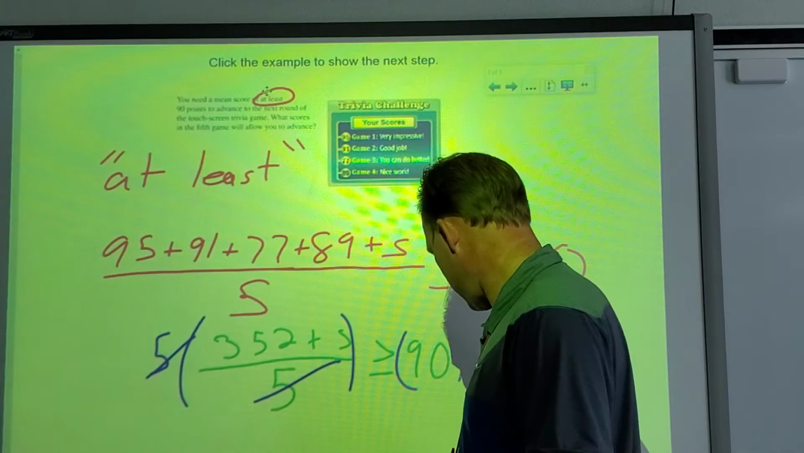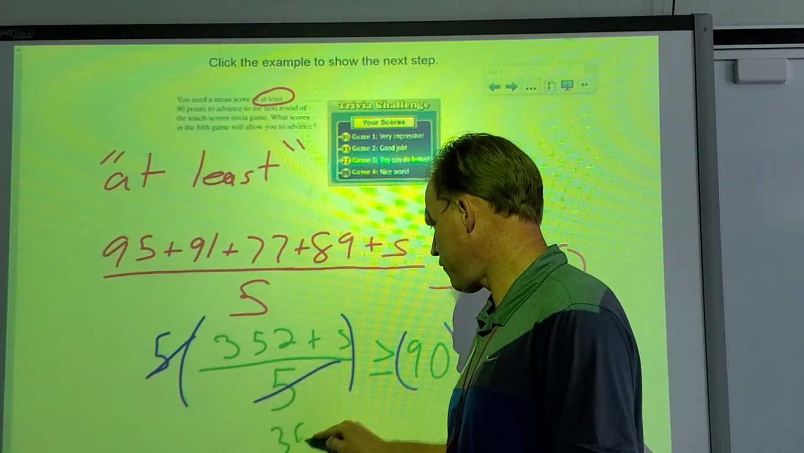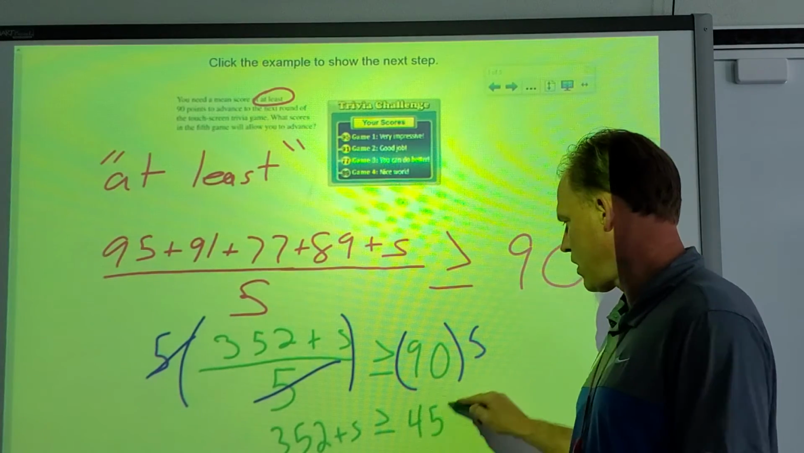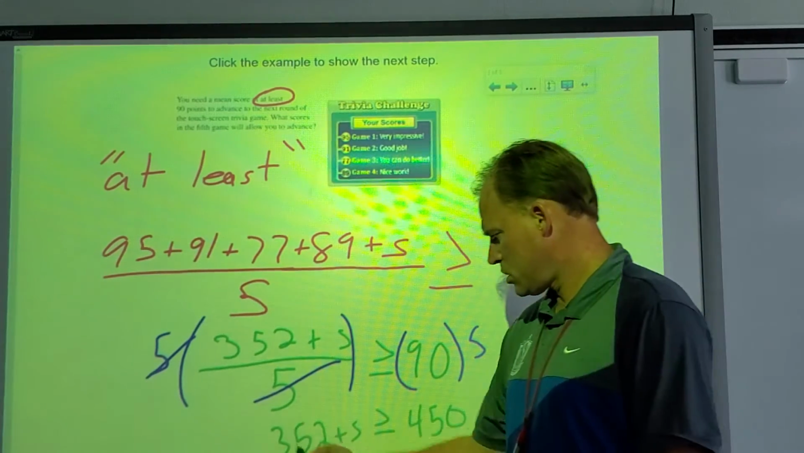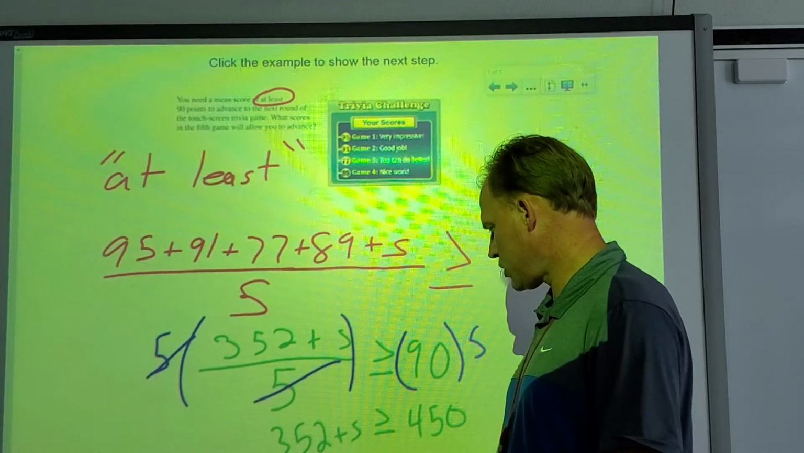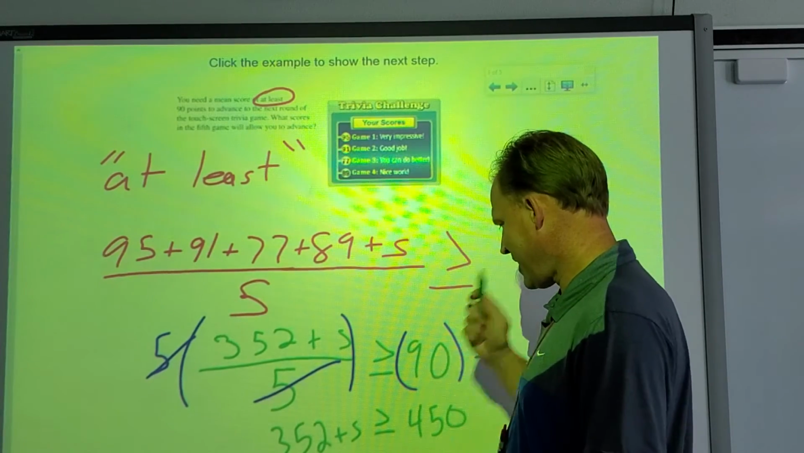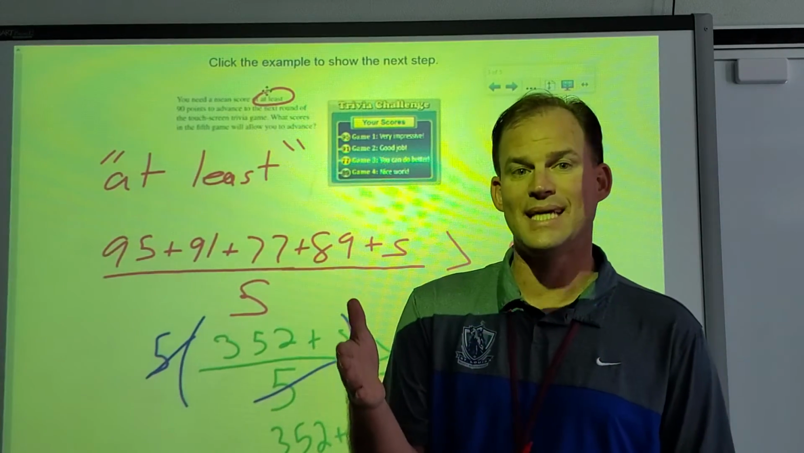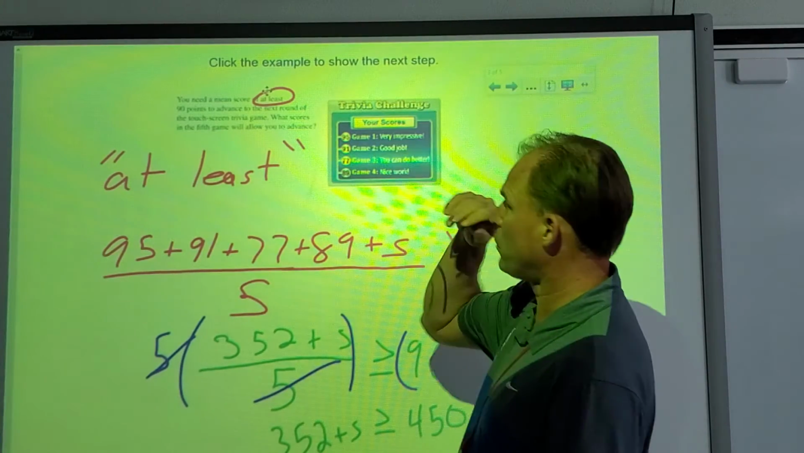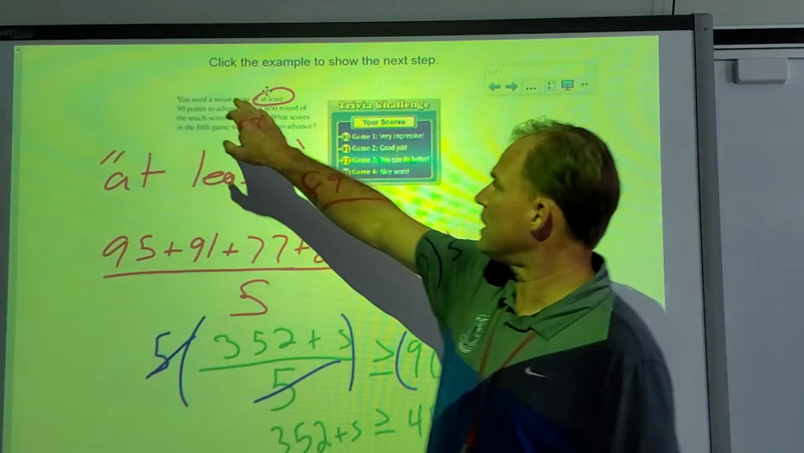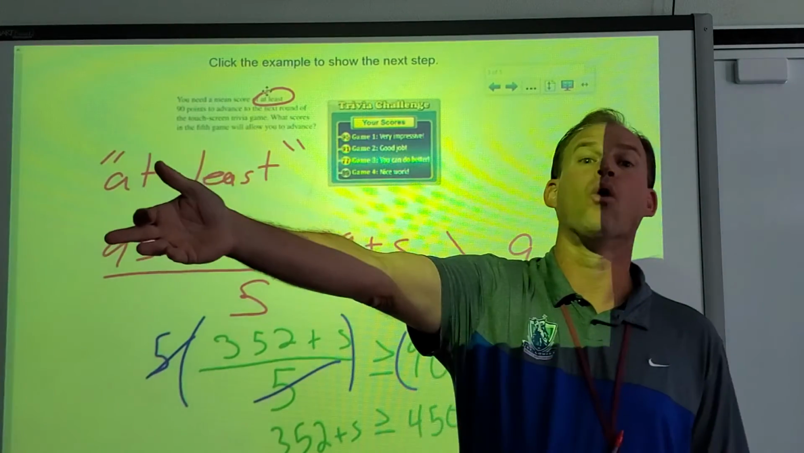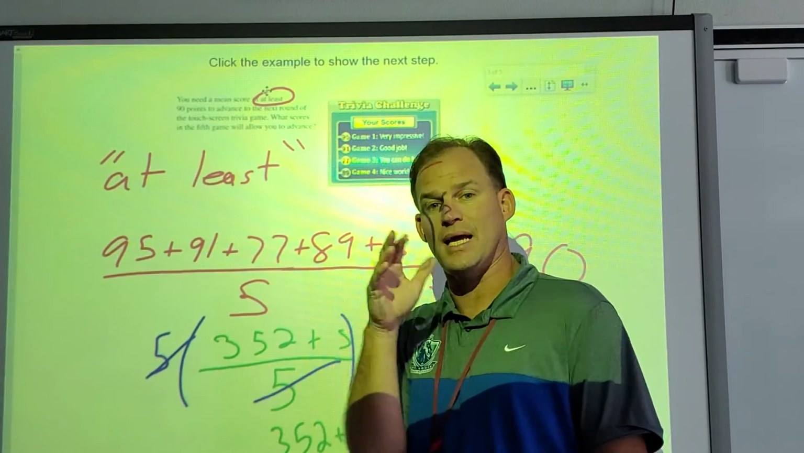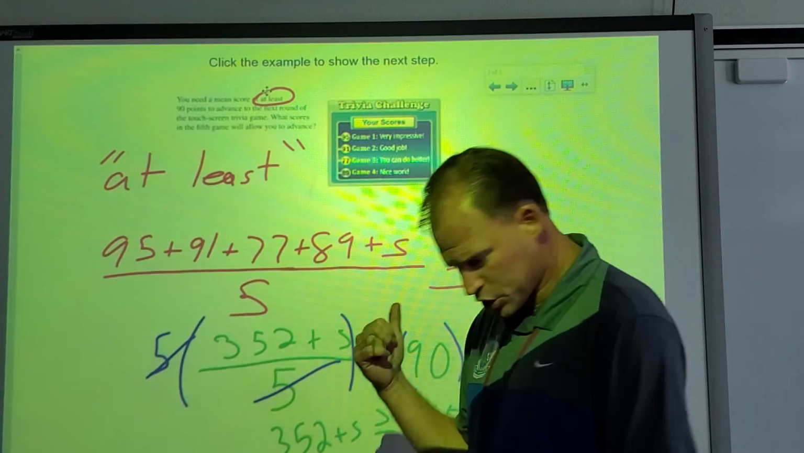So I have 352 plus s greater than or equal to 450. Subtract, s is greater than or equal to 98. So I need a 98 or higher on the next game to get my average, my mean score to 90 or above. Obviously, if I score higher than 98, it's going to be higher than 90. If I get 98, it's going to get me there. Okay?